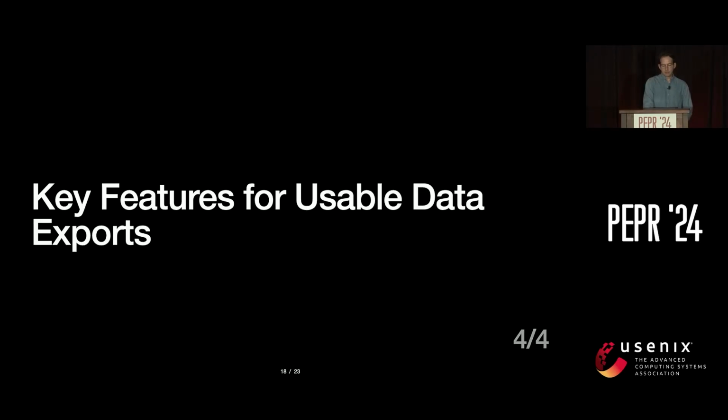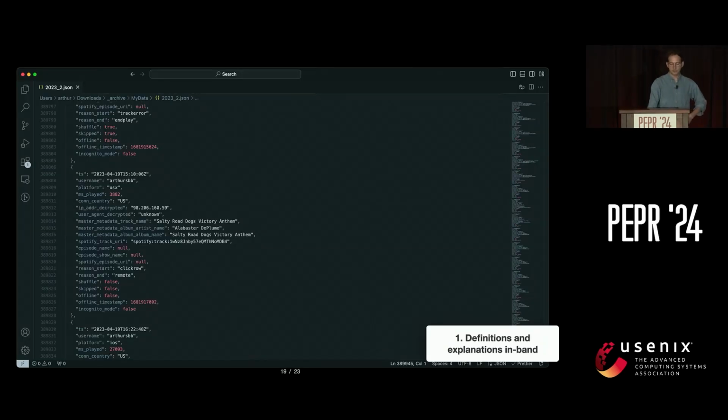So, wrapping things up, I have four key feature recommendations that we think future data access tools, focused on data exports, should have. The first tackles data definitions. This is about almost 400,000 lines into my Spotify streaming history file. And while it would be great to have a definition for each of these JSON keys, what if we included the definitions alongside the data being explored so that users don't have to go look for another file and find this other definition?